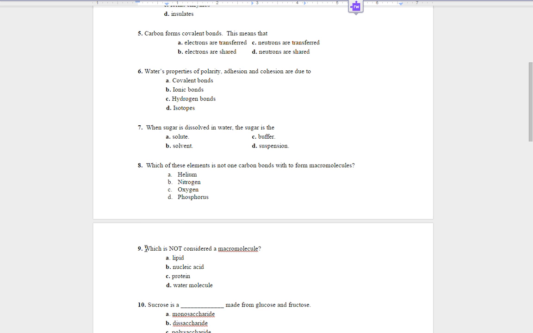Number 9. Which is not considered a macromolecule? Lipid, nucleic acid, protein, water molecule. Which is not considered a macromolecule, a lipid, nucleic acid, a protein, or a water molecule.